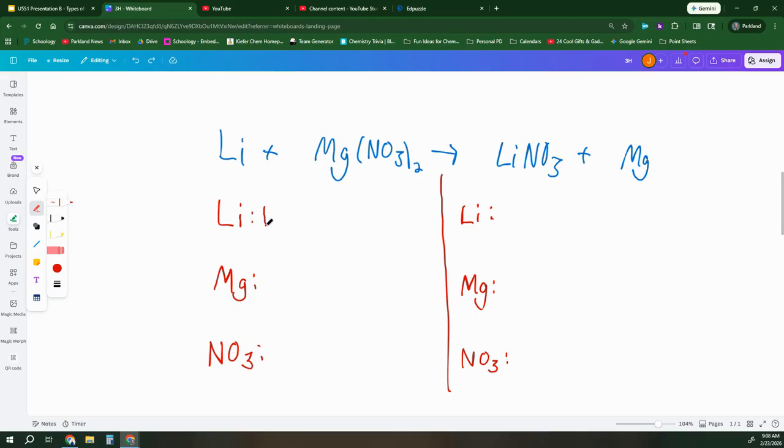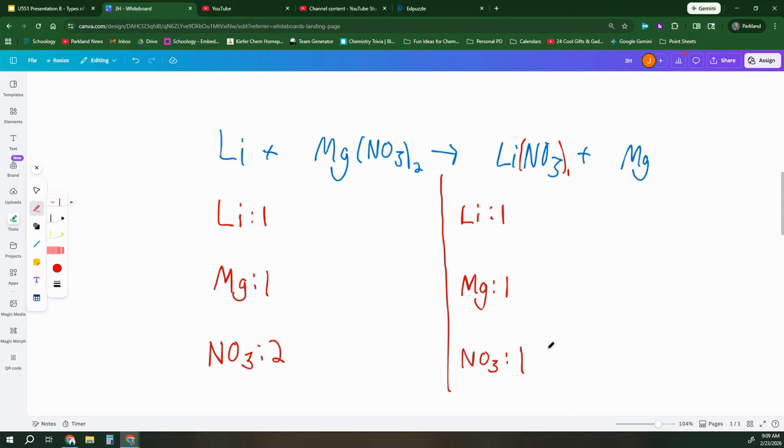I have one lithium to start on this side, one magnesium to start on the reactant side. Looks like I have two nitrate groups on the reactant side. Now on the product side, I have one lithium, one magnesium, and this nitrate, even though it doesn't have the number, it's sort of like saying you're starting with one nitrate group. And it's not wrong to give yourself that parentheses to remind yourself that this molecule has one nitrate to start. Now, I need to balance the nitrate.